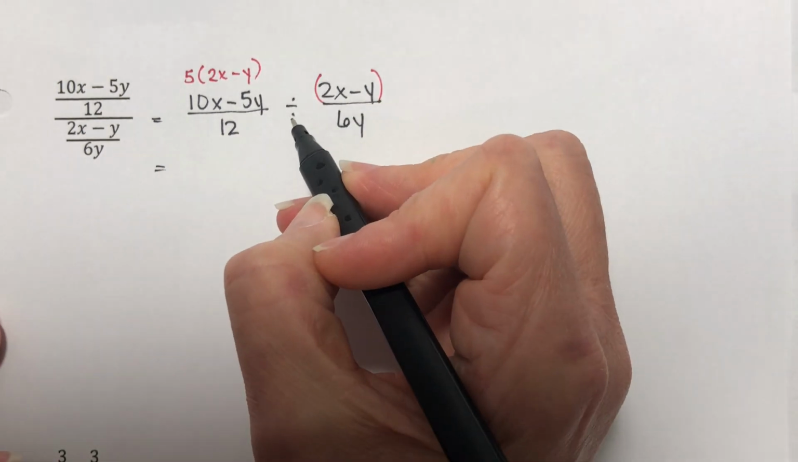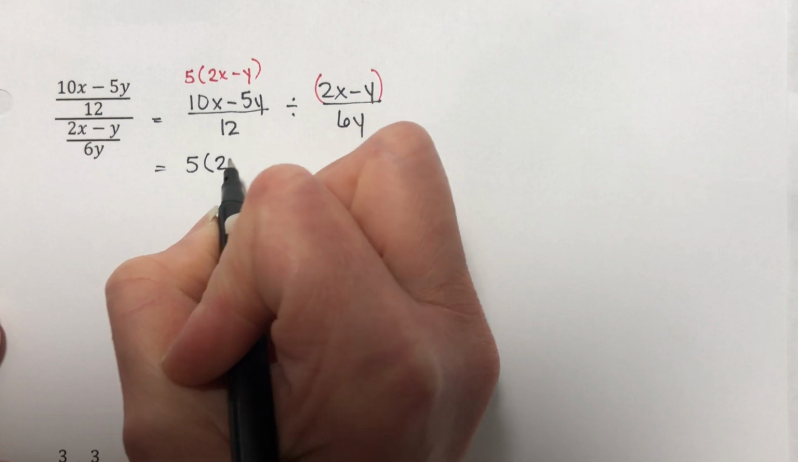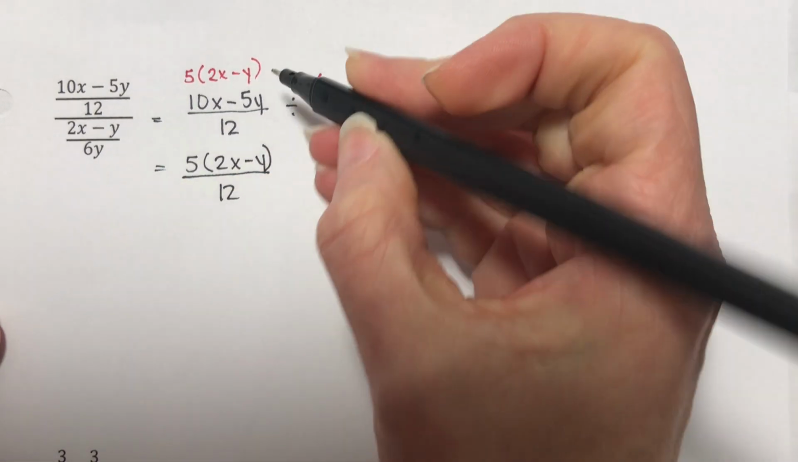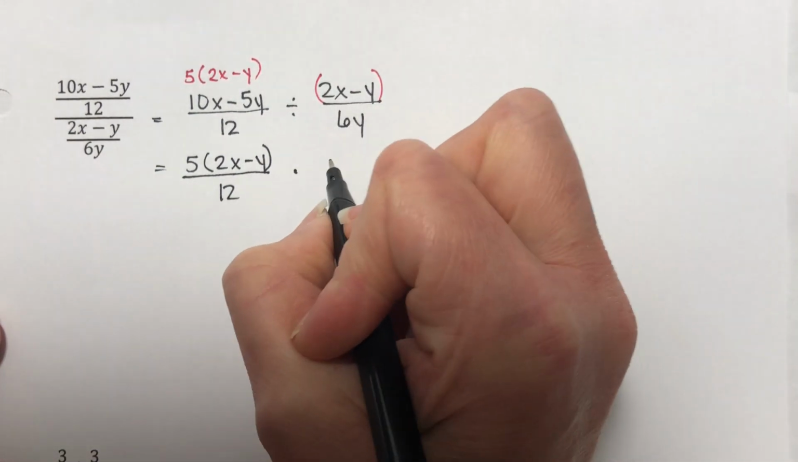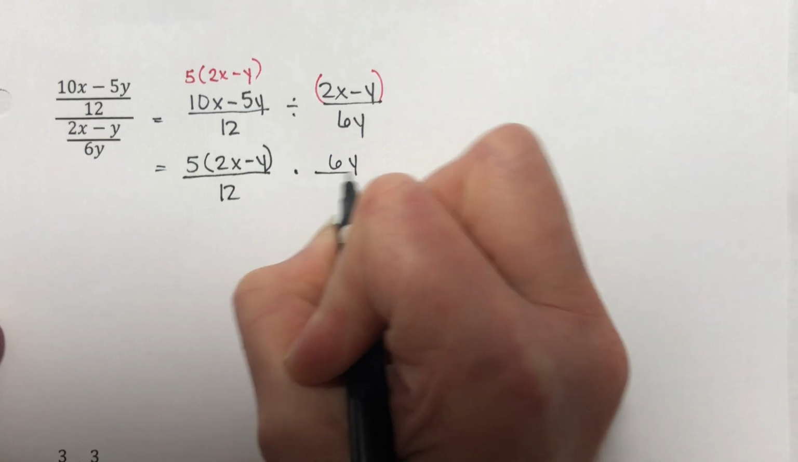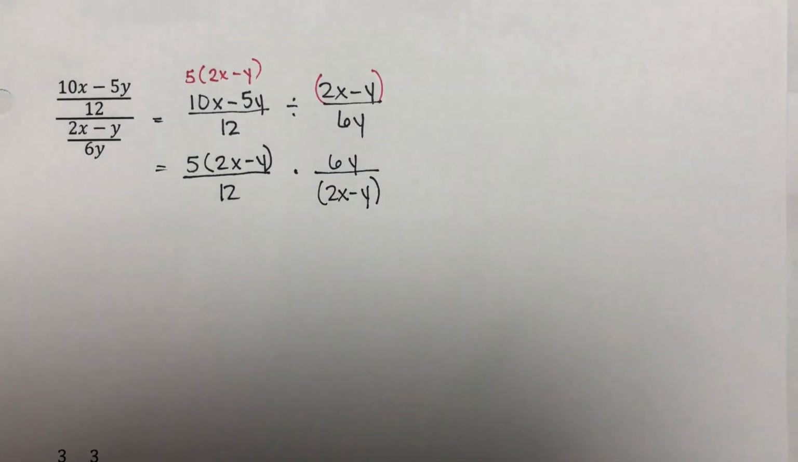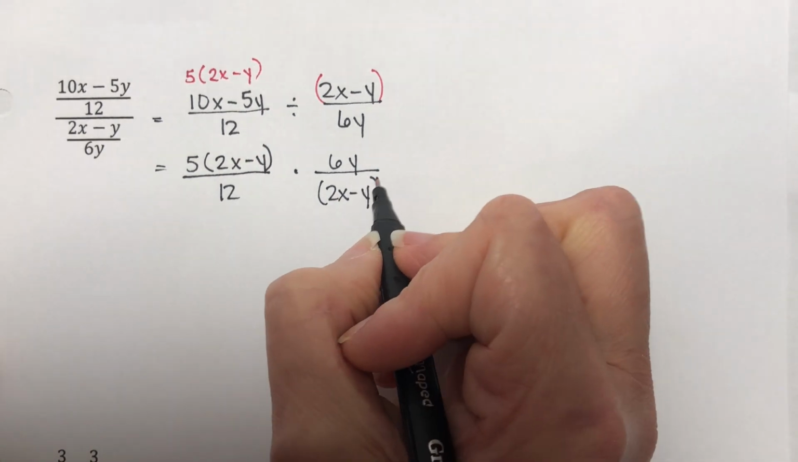This is a division, so we keep it, change it, flip it. So 5 times 2x minus y over 12. I'm keeping this one, I've just factored the numerator, times 6y over 2x minus y. Now look for cancellations. I have a 2x minus y in both of these, so that goes.